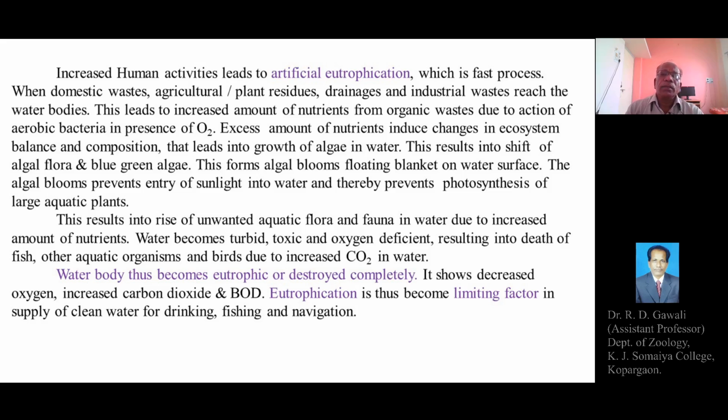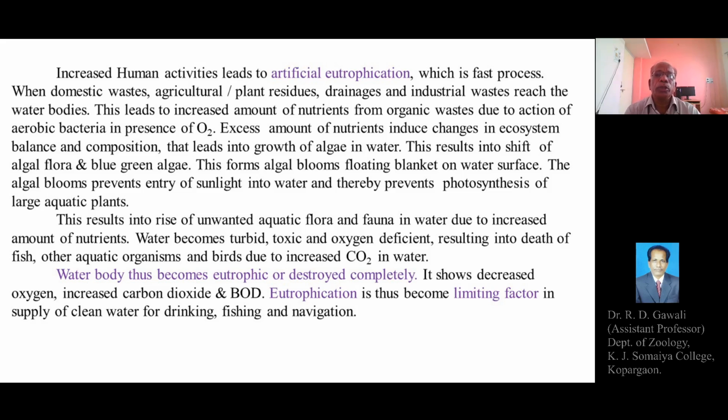resource, and this leads to the prevention of penetration of sunlight. So sunlight will not pass into the water below through the aquatic flora in the form of algal blooms, which has grown floating on the surface, and this will prevent the entry of sunlight into the water, ultimately preventing photosynthesis in large aquatic plants. And this results in the rise of unwanted aquatic flora and fauna in the water due to the increased amount of nutrients.